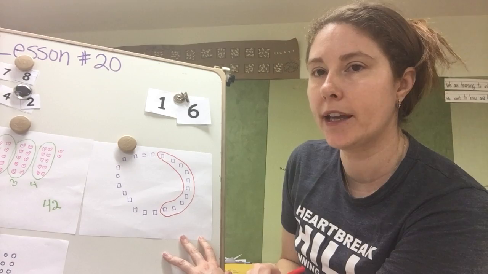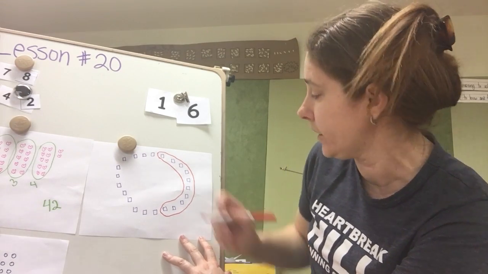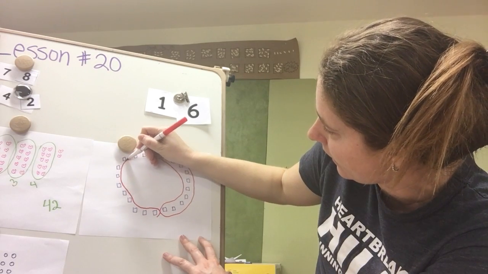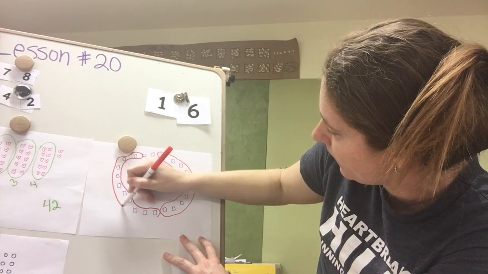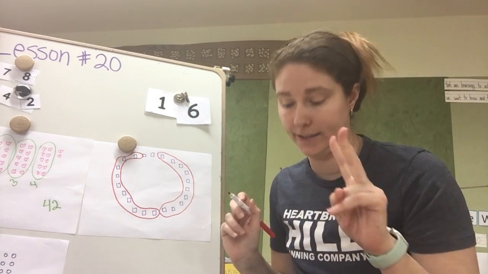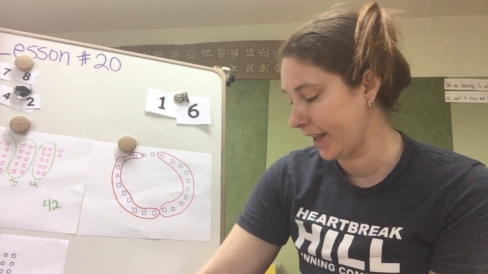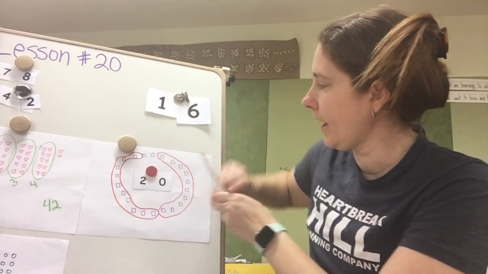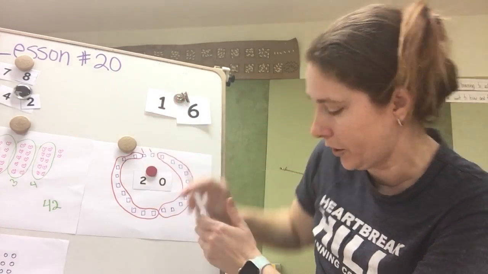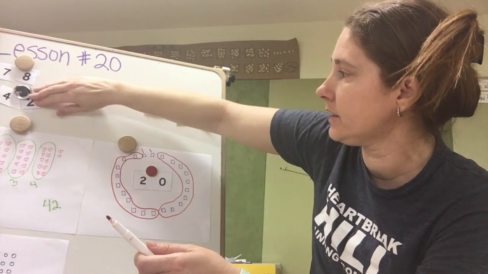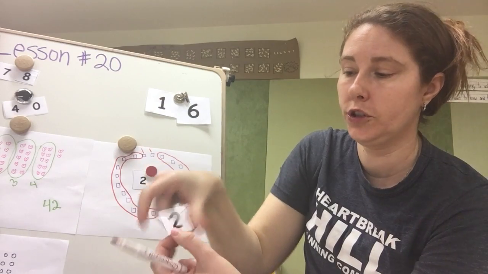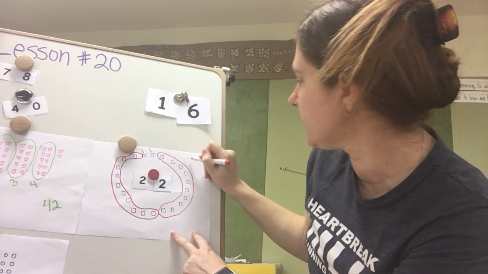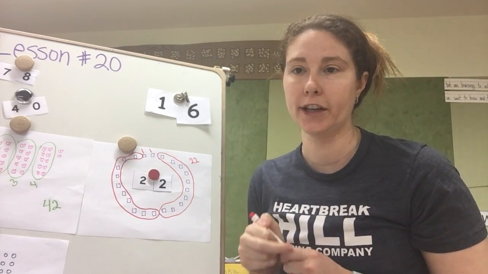Do you think there's enough to make another circle of 10? It looks like it to me, so let's try it. 1, 2, 3, 4, 5, 6, 7, 8, 9, 10. Yep. So I have 2 tens in this one. And how many ones are up here? 1, 2. So I have 2 tens and 2 ones. That makes 22. So there's 22 squares in that circular configuration.